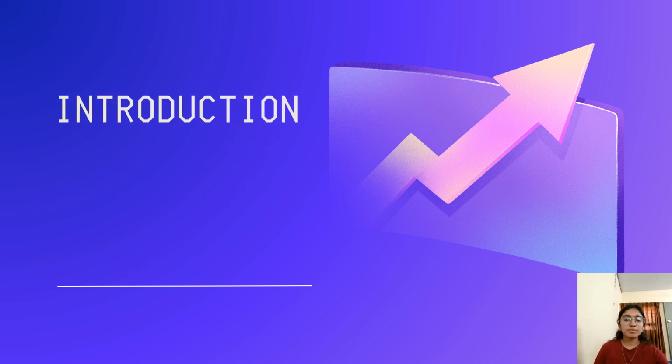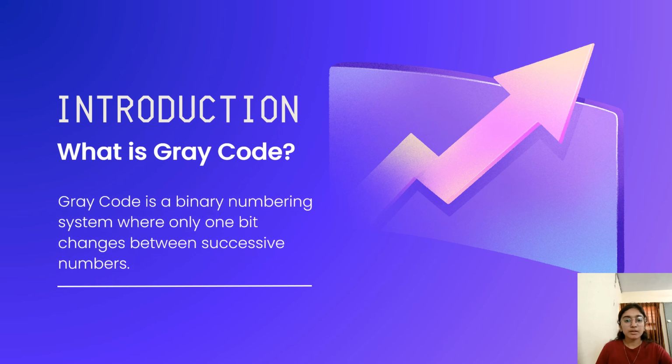So first we'll begin with the introduction. What is gray code? Gray code is a binary numbering system where only one bit changes between successive numbers. Gray code is a special type of binary code. In a gray code, when we move from one number to the next, only one bit changes at a time. This small change helps prevent errors when machines read fast moving parts.